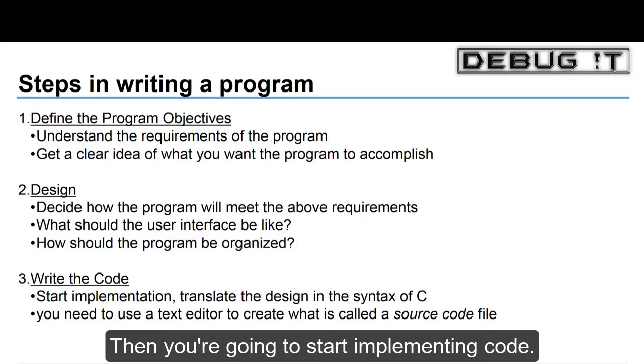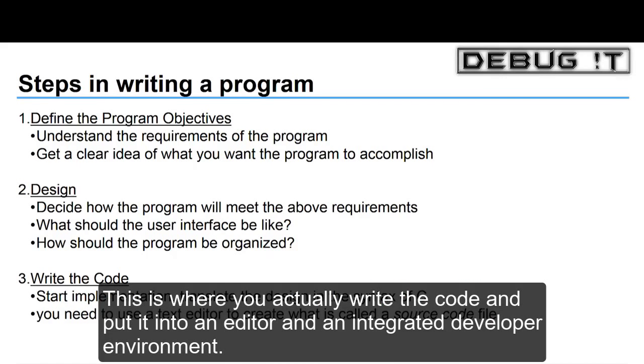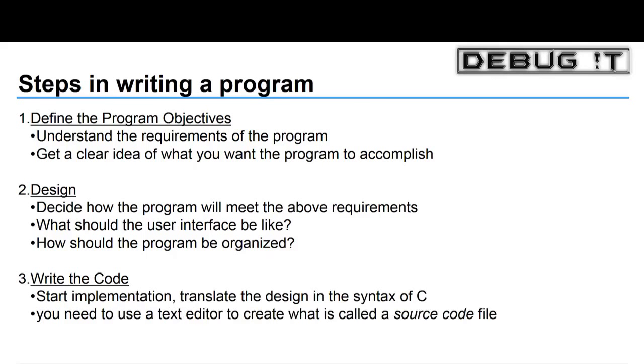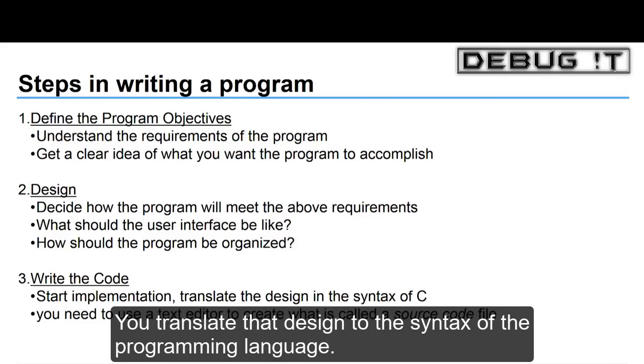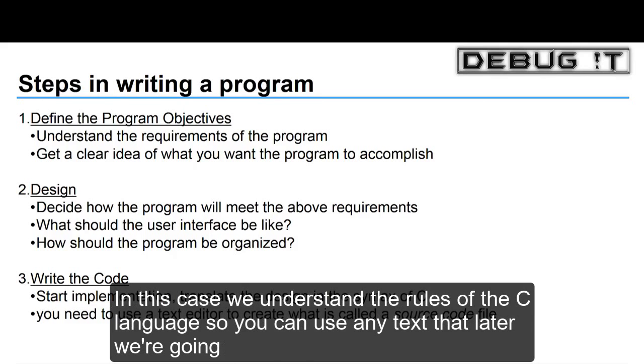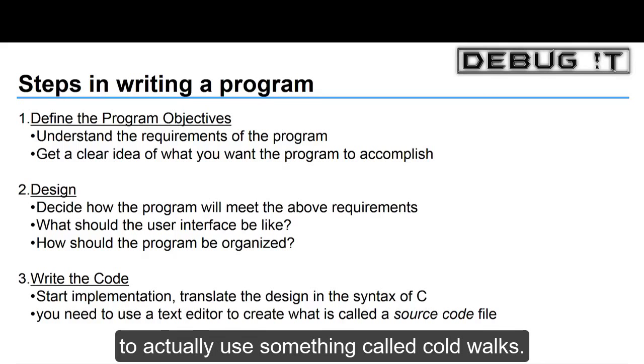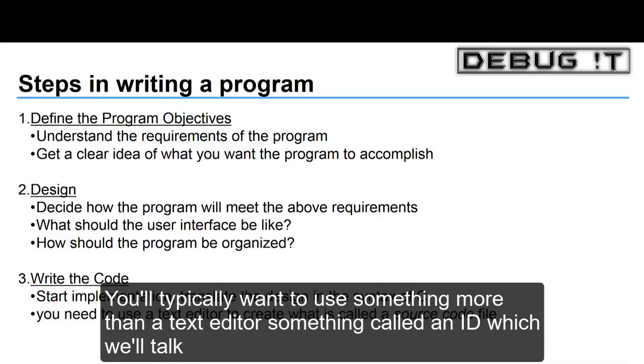Then you're going to start implementing the code. This is where you actually write the code and put it into an editor in an integrated development environment. You translate the design to the syntax of the programming language, in this case C. Understand the rules of the C language. So you can use any text editor. We're going to actually use something called Code::Blocks. You'll typically want to use something more than a text editor, something called an IDE, which we'll talk about.